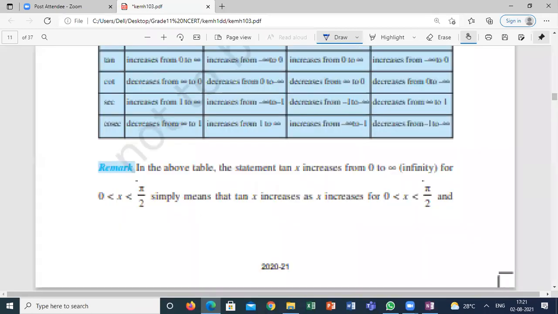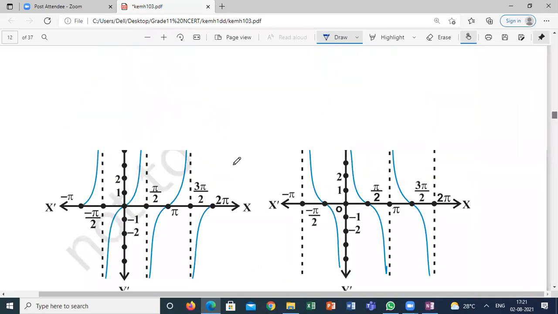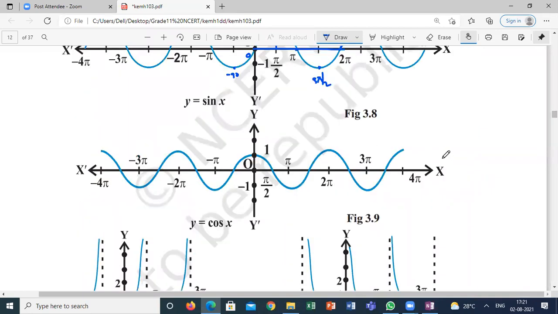If I'm taking the cos function, the same way you can argue the cos function also, graphs of the cos function. Continuous, there are no disconnections. Then I can say the domain is R. Domain means what? All the x-axis values are the domain. All the y-axis values are the range. The range is limited here.